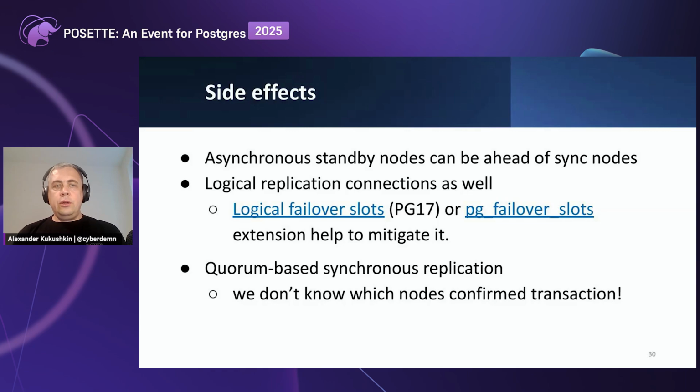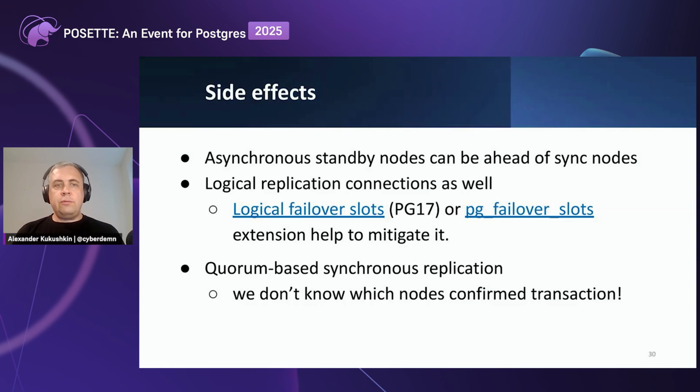And it is a big surprise to many people, but logical replication connection exhibits exactly the same behavior by default. If you don't configure your Postgres 17 in a very special way, or if you don't use the pg_failover_slots extension to mitigate it, your application that relies on logical replication, again, may see some events that didn't make it to the synchronous standby. And there is no easy way to rewind your logical replication.